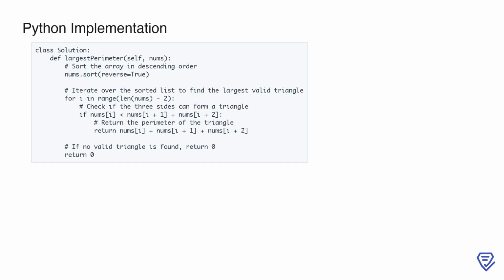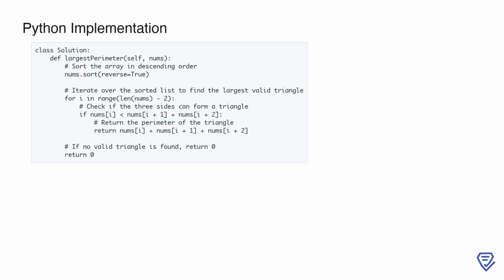Next, the code iterates through the sorted list using a for loop. At each step, it checks whether 3 consecutive sides, nums[i], nums[i+1], nums[i+2], satisfy the triangle inequality condition, nums[i] < nums[i+1] + nums[i+2]. If this condition is met, the sides can form a valid triangle, and the perimeter is returned as their sum, nums[i] + nums[i+1] + nums[i+2]. If the loop completes without finding any valid triangle, the function returns 0, indicating that no valid triangle can be formed with the given sides.